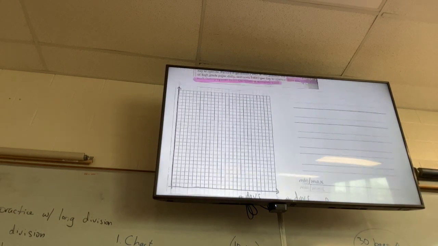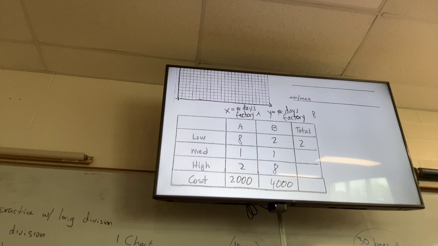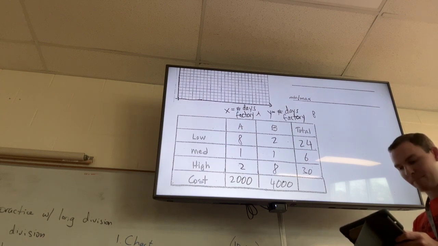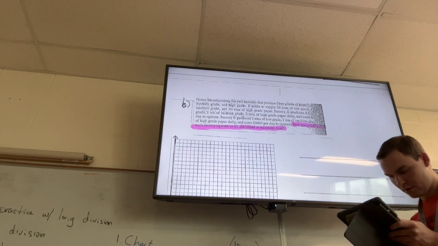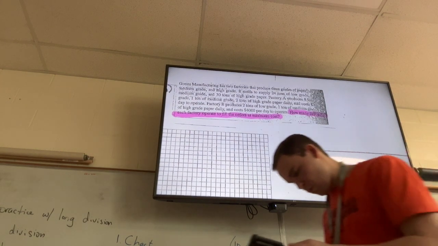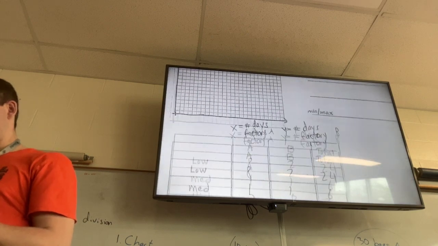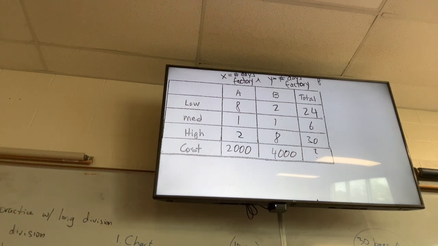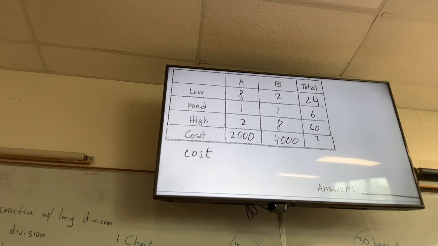How much low do we need? 24. How much medium? 6. And how much high? 30. And our cost has to be below what? Oh, it just says minimize the cost. So it does not give us a maximum dollar amount. We do have a cost function. What's the cost function going to be? 2,000 times the number of days we run X plus 4,000 Y. We want to minimize that.